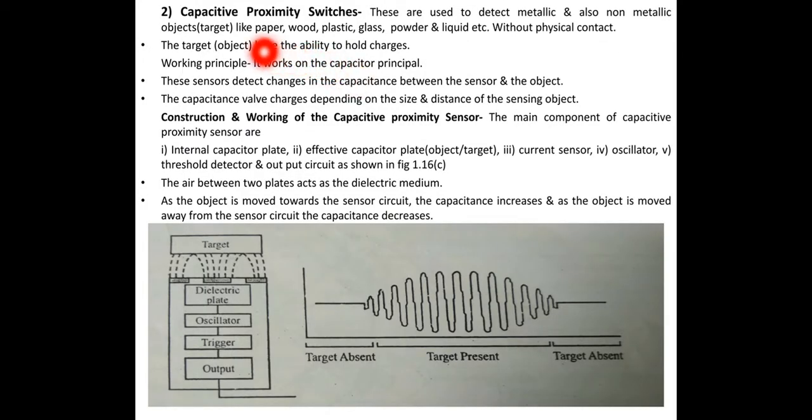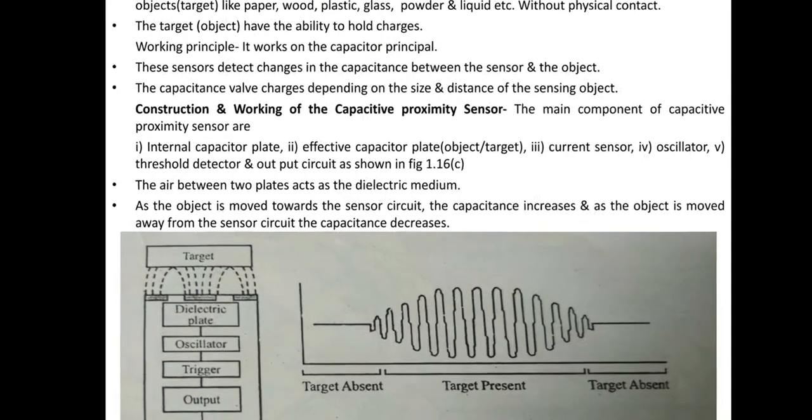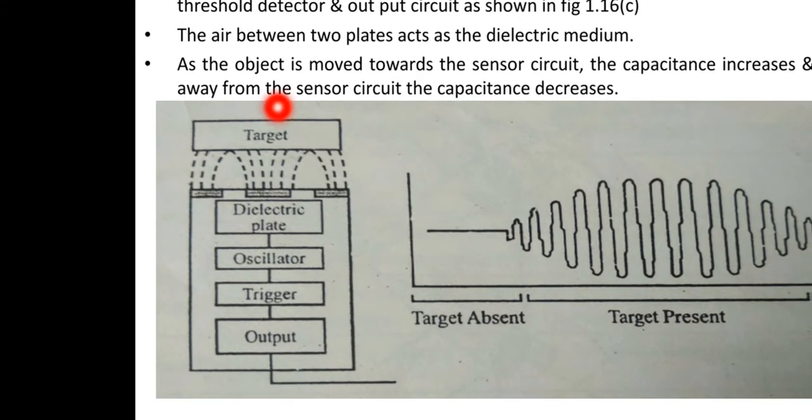Now capacitive proximity switches, same. Now you see here, same. This is the target. Again it works on the electromagnetic field. Okay, so this is the sensor, this is the sensor, this is the target. So when the current passes through it, it produces electromagnetic lines, you see.